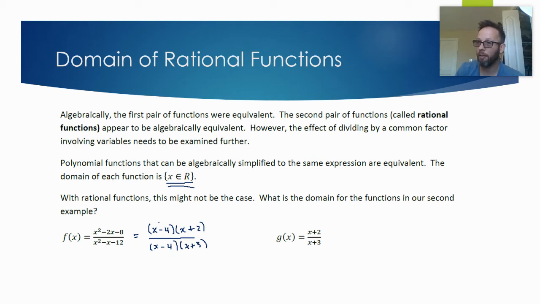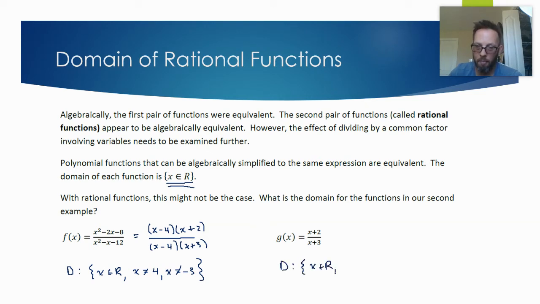Well, it's things that make the bottom 0, because you can't divide by 0. And so in this case, the domain of this function would be x can be any real number, except x can't equal 4, and x can't equal -3. Because if you plug those values in, you would get a 0 on the bottom, and you can't divide by 0.